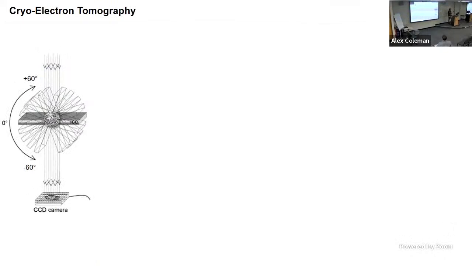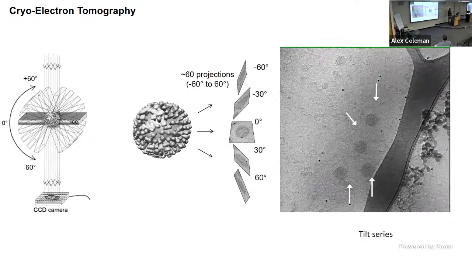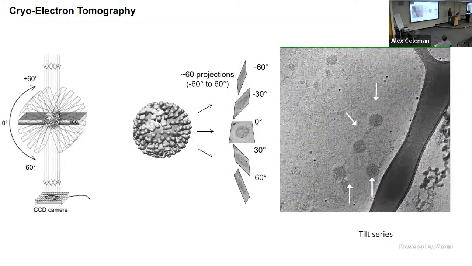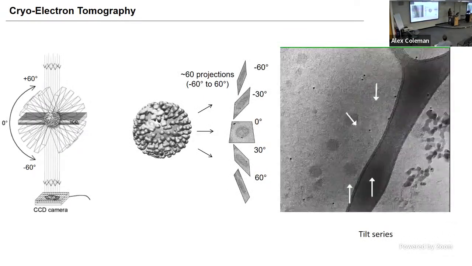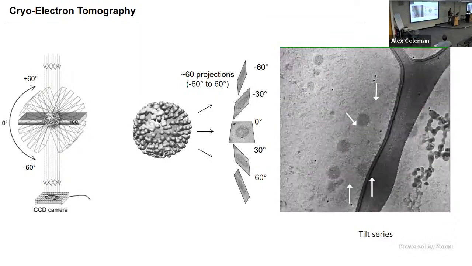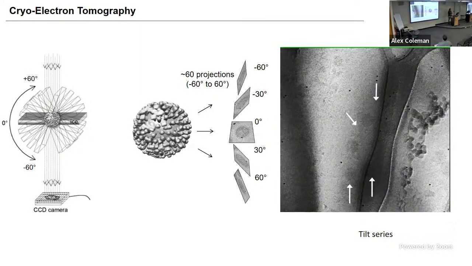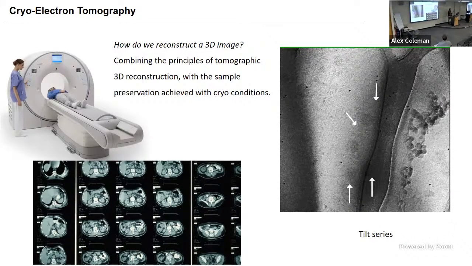The principle is very similar, in the sense that you fire electrons through your sample to get a projection image, but we do this lots of different times at lots of different angles. Here you can see some viruses suspended within a layer of vitreous ice, and we get this very lovely wobbly tilt series. That's where our first computing stage comes in, where we need to reconstruct this as a 3D image.